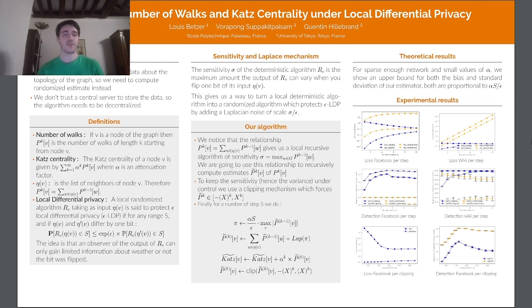So now let's define what is the number of walks and Katz centrality and how they relate to each other. So the number of walks p_k of v is the number of walks of length k which start from node v. And given this definition, we can define Katz centrality. So the Katz centrality of node v is given by taking the sum over all integers k of the number of walks of length k which start from this node v, multiplied by some attenuation factor alpha to the power of k, which ensures that the sum converges.